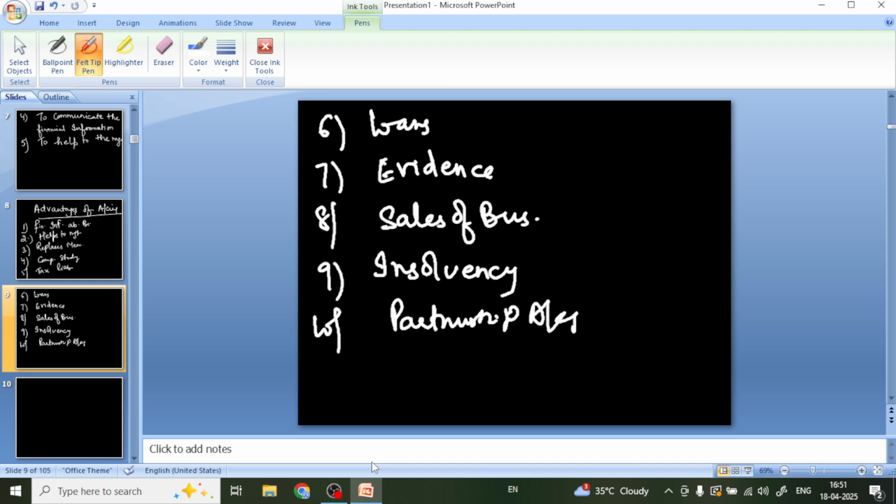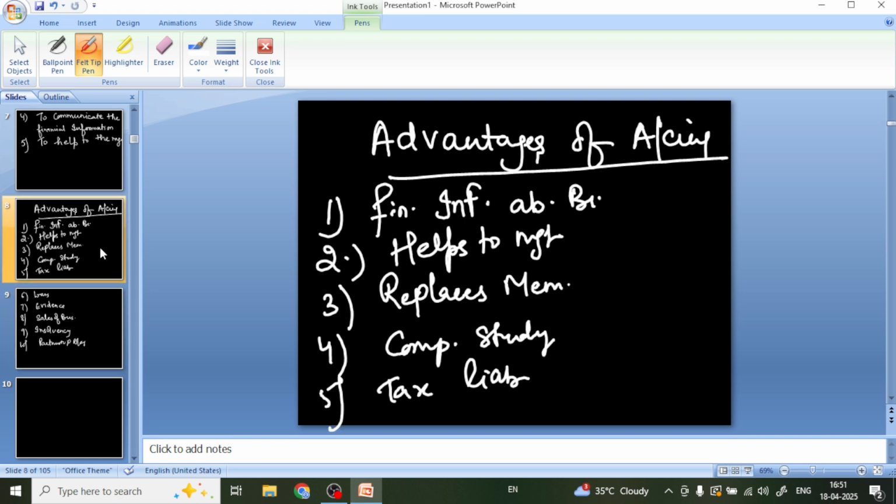First, financial information about business means financial performance during the accounting period, that is a profit which is earned or loss which is incurred, and also the financial position at the end of the accounting period is known from accounting. Accounting also helps management to make business plans, take decisions, and exercise control on the basis of accounting information. Replaces memory means it is a systematic and timely recording of transactions, which is necessary to remember transactions, and accounting records provide that information.